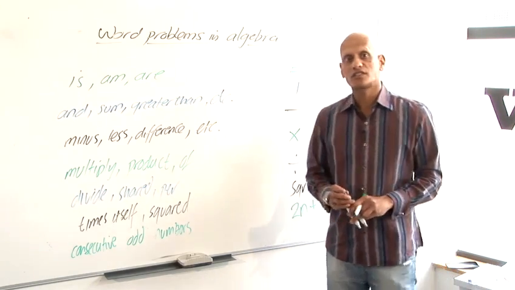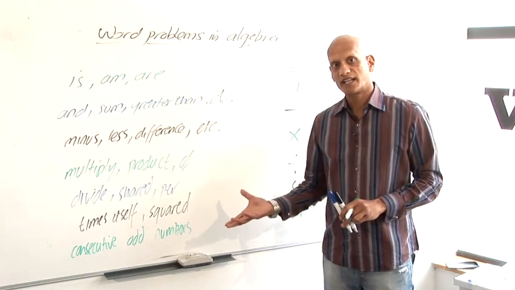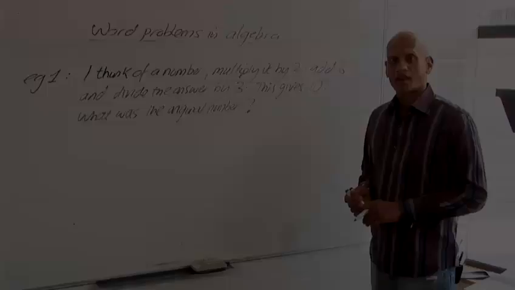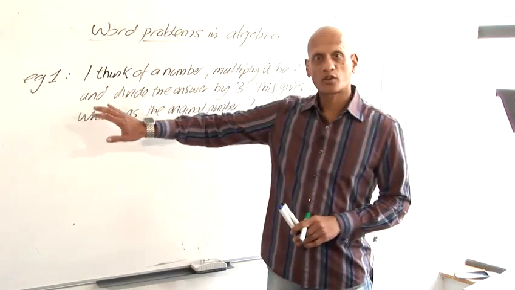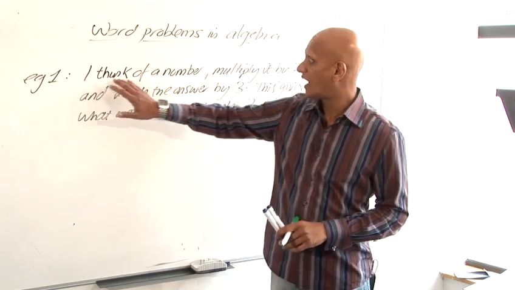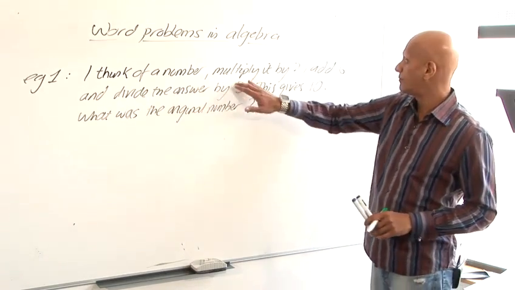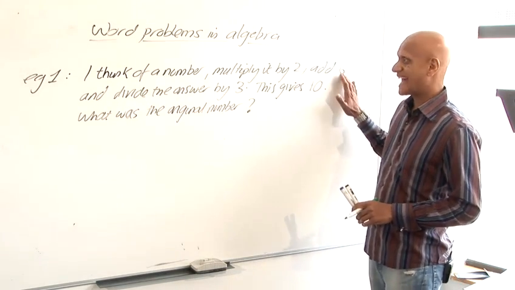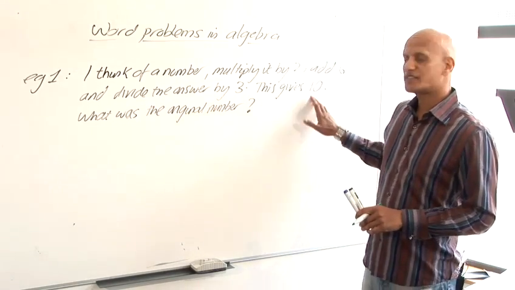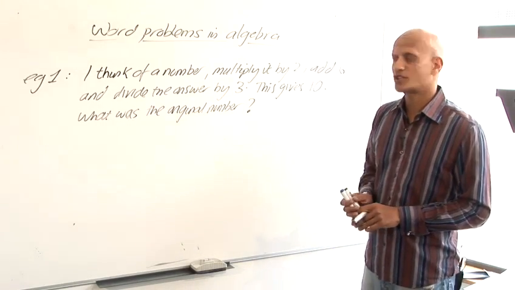Okay, so let's move on to some examples where the question is written in English and we have to convert it into mathematical equations before we can solve it. Okay, so this is a typical question where we've got to convert the wordy question into maths before we can solve it. I think of a number, multiply it by 2, add 6, and divide the answer by 3. This gives 10. We have to find the original number.